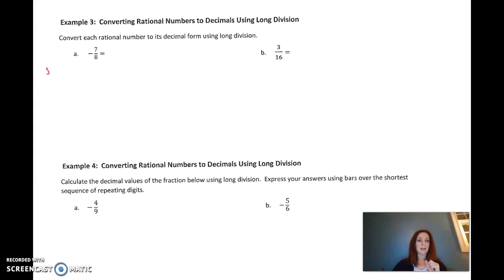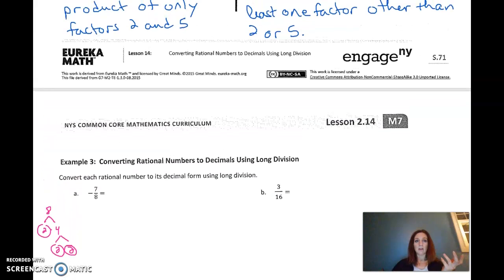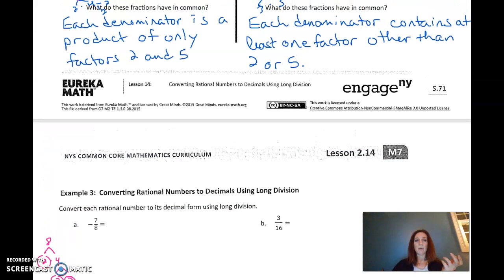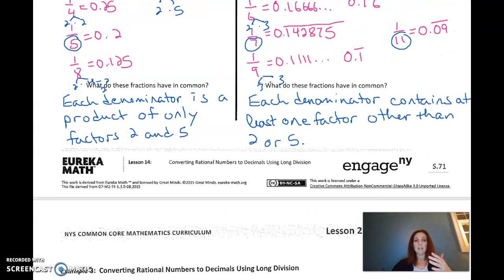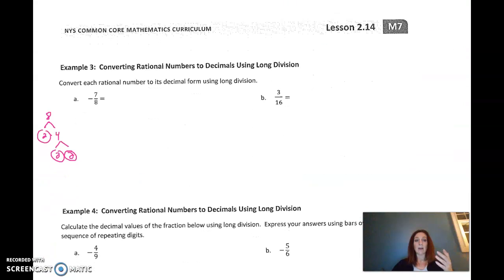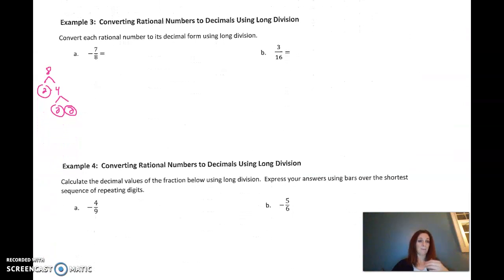So remember, what we do is we take our denominator of 8 and we break that up, okay? 2 times 4, 2's prime. Hopefully you remember doing factor trees. 2 times 2. Okay, so remember, if the denominator is only a product of factors of 2 and 5, or just 2, then we know this is a terminating decimal. So I know that negative 7/8 is going to be terminating. So remember, this actually means 7 divided by 8. And don't forget our negative.